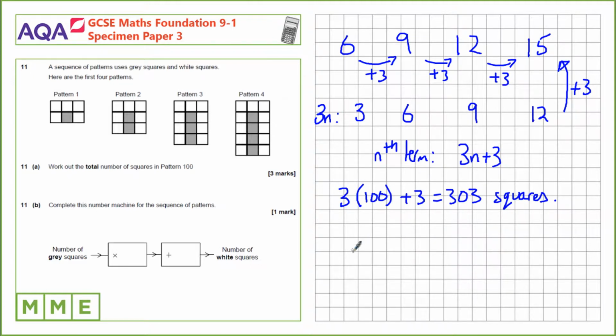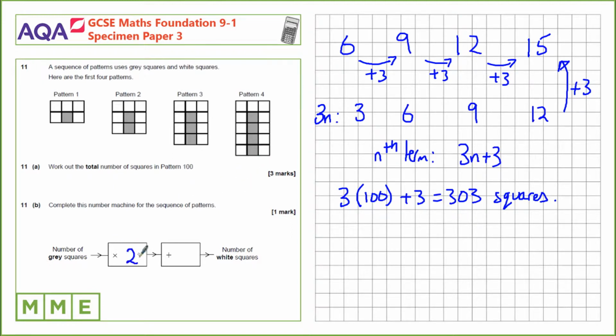For question 11b, complete the number machine for the sequence of patterns. The number of grey squares multiplied by something, add something, is the number of white squares. We can see in each pattern we have a grey square here and white squares on either side of it. In this case, we've got double the number of white squares on either side of the grey squares. There's 3, and then there's 6 white squares. 4 grey squares, and there's 8 white squares.